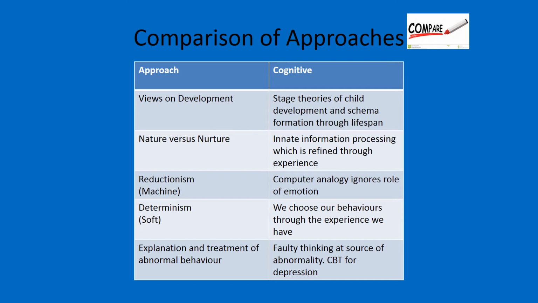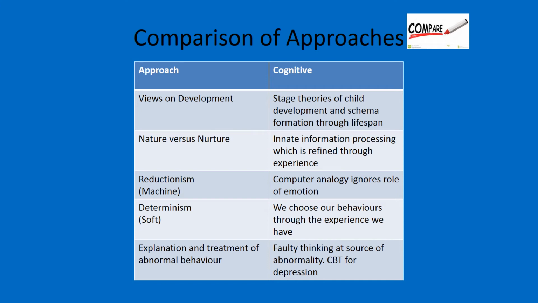In terms of determinism, then, we say that the cognitive approach has a soft determinism, because yes, there is an aspect here that we can choose our behaviours, okay, through the experience that we have. Okay, the degree to which we have free will is more limited than what we might imagine, though, according to this particular approach. But that's soft determinism. Again, that sort of bit in the middle, I guess you could say.